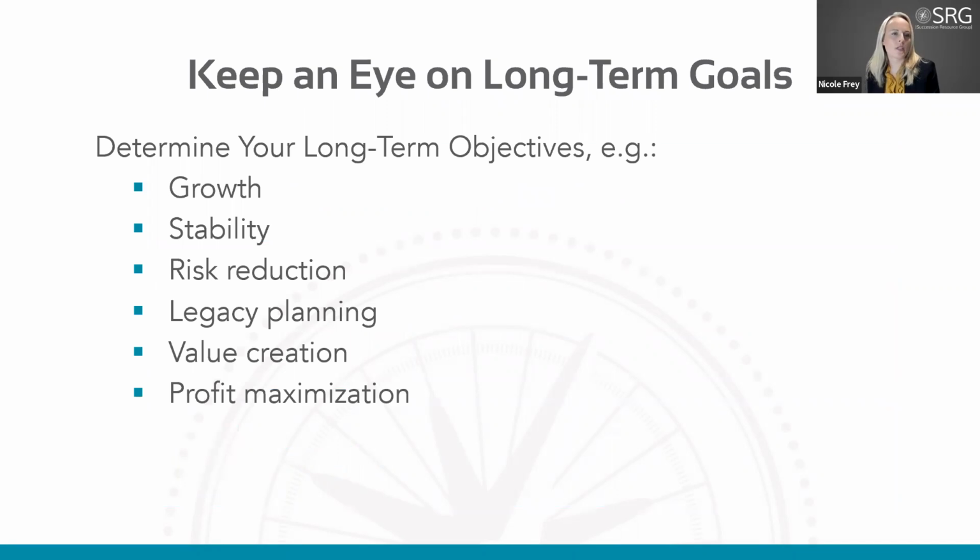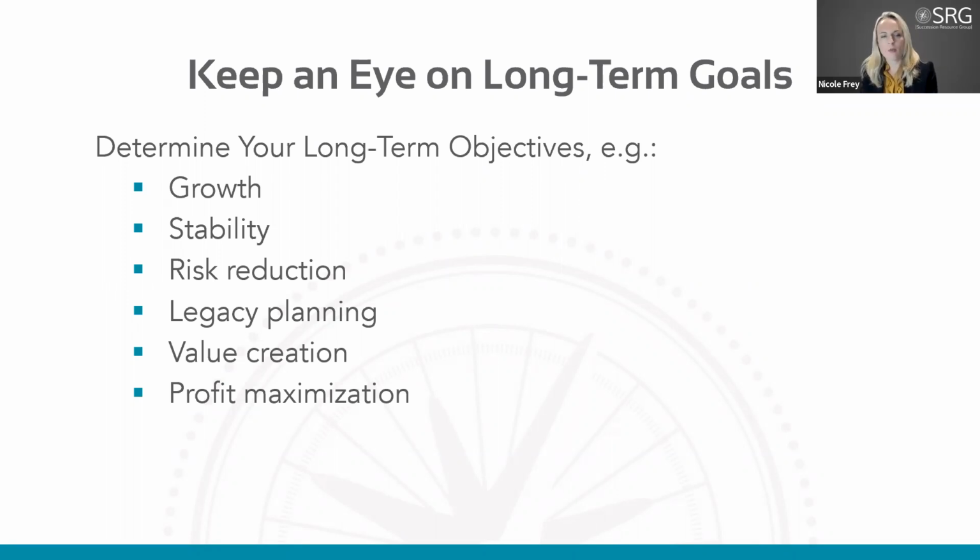I did put here some of those objectives on the screen, and it depends on what you're prioritizing. You might choose the LLC taxed as a partnership over an S Corp, for example. So it really depends on your priorities here.